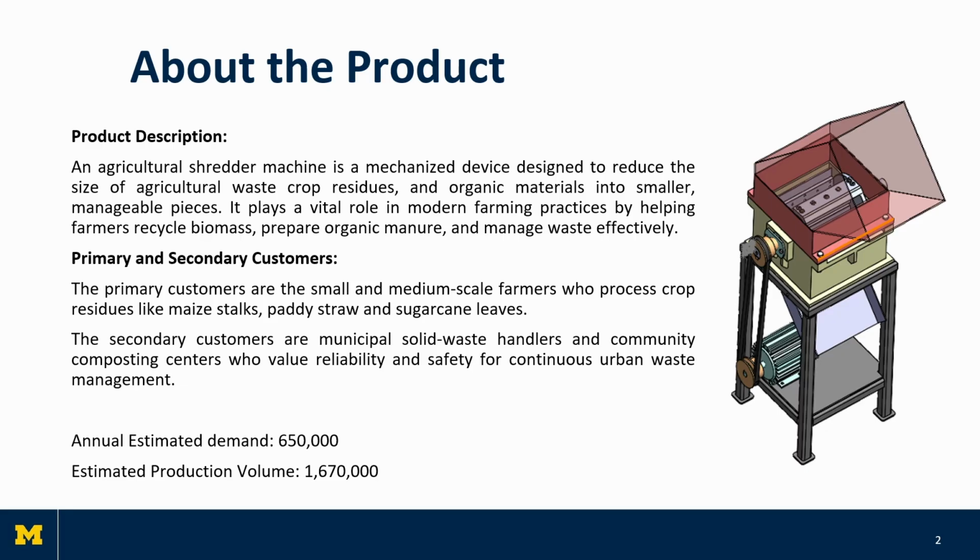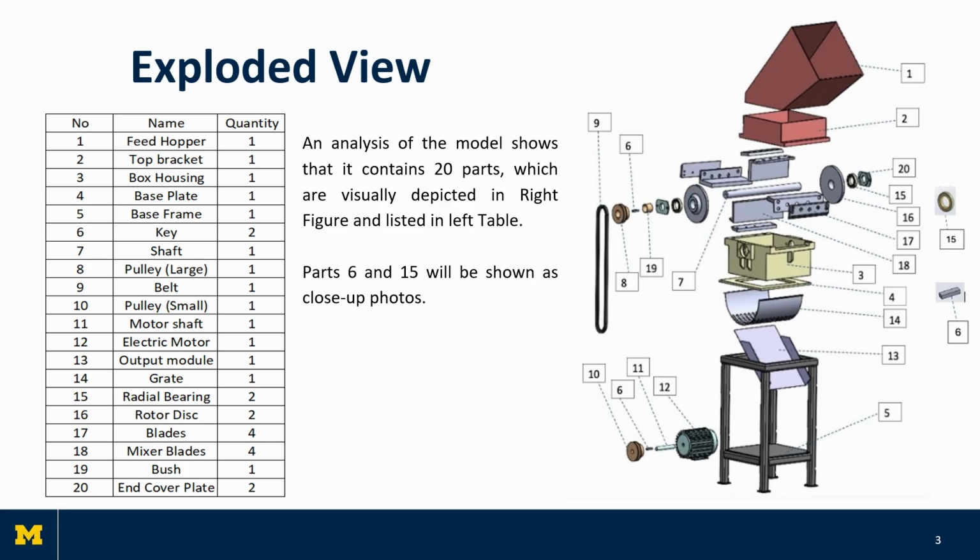Estimated production volume is 1,670,000. In the slide, the right figure shows the explorer view and the left table shows the list of parts in the assembly. Total part count is 20.